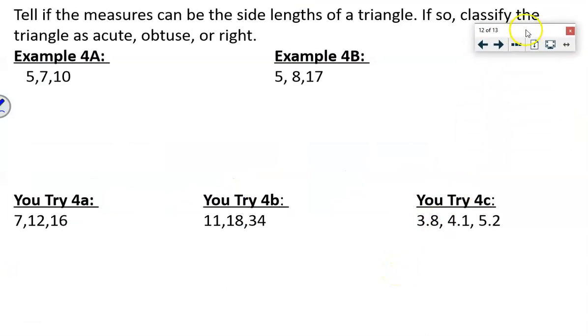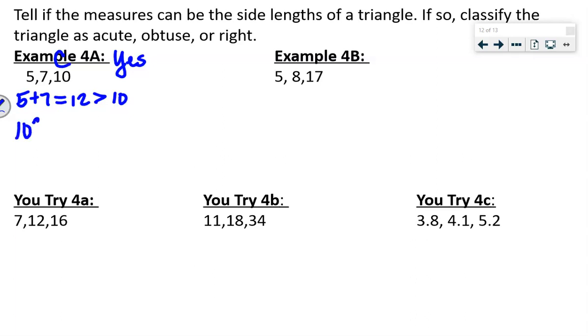So on this one, we're going to add 5 plus 7. That's 12, right? So we're asking ourselves, is 12 greater than 10? Yes. Because 12 is greater than 10, this is a triangle. So we're going to say yes, because it asks us to tell if the measures can be the side lengths of a triangle, and then we're going to classify. On this one, which one is our C? How do we know that? Because it's our biggest side.